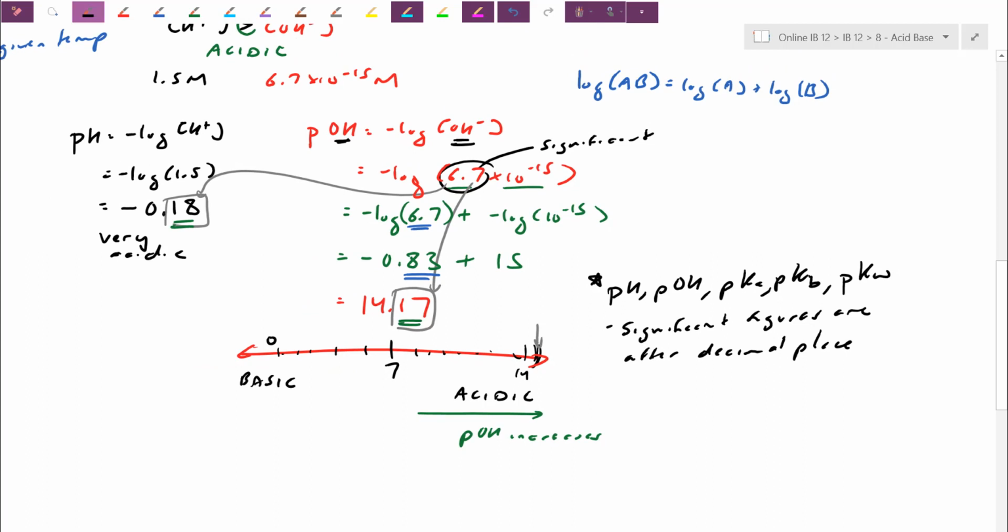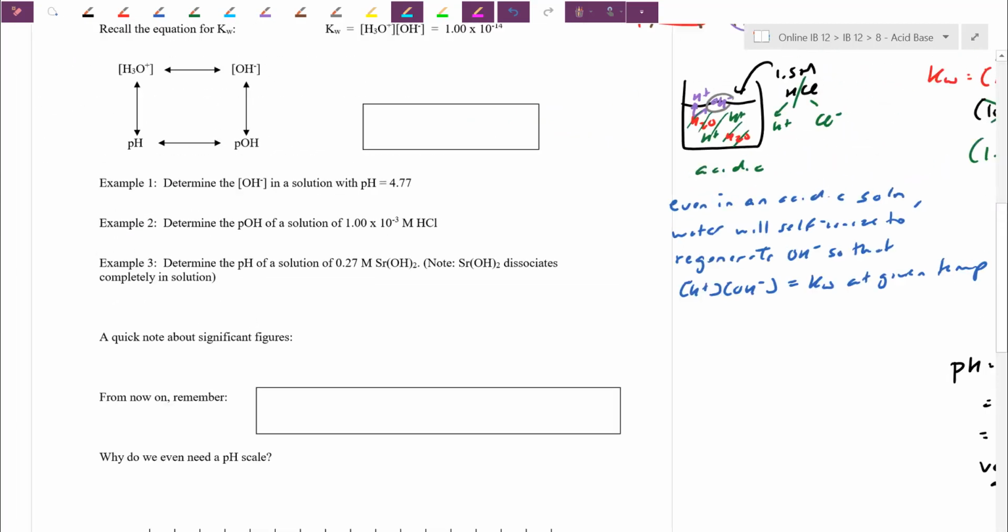If I have a number, okay, my pH is 0.18, 2 sig figs, fine, easy to read. 14.17 is a pOH here. It may look like a 4 sig fig number, but no, the significant part here was only the part that was after the decimal place. So this is actually a 2 sig fig number here. Okay, so I just wanted to introduce to you those scales, the pH, pOH. We worked through an example here. I'm just going to show you a nice little summary on this side here.